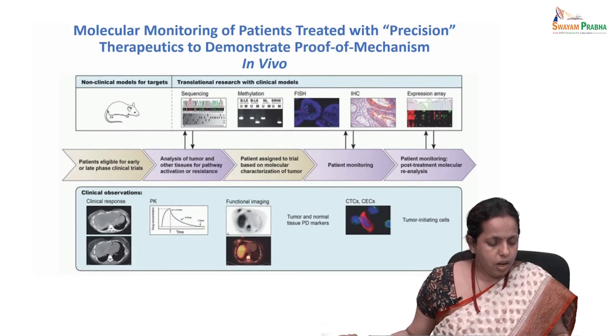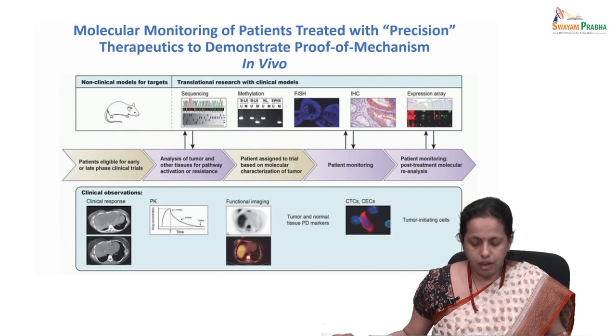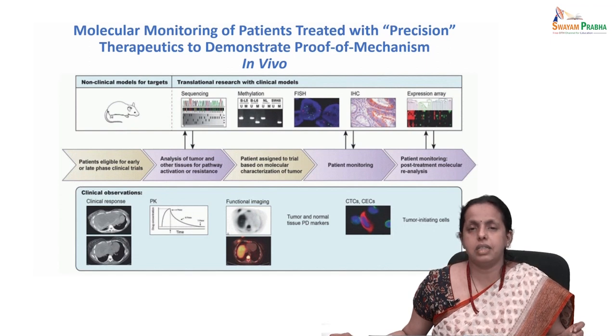Patients are eligible for early or late phase clinical trials. We analyze the tumor and other tissues for pathway activation of resistance, and then based on the molecular characterization of the tumor, for example, if it's mutation positive or wild type, the patient is assigned to that particular trial, and then the patient is monitored. Post treatment also we go for several molecular reanalysis, and then different clinical observations. For example, your PET CT, then you have the functional images for the prognostic for your normal and tumor tissue, predictive diagnostic markers, and then use your CTCs and your CECs.